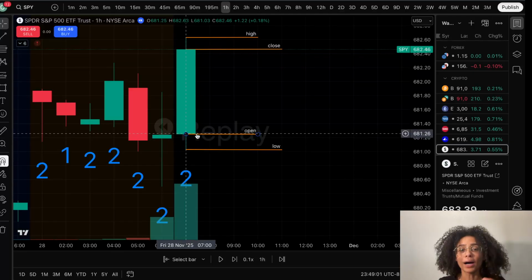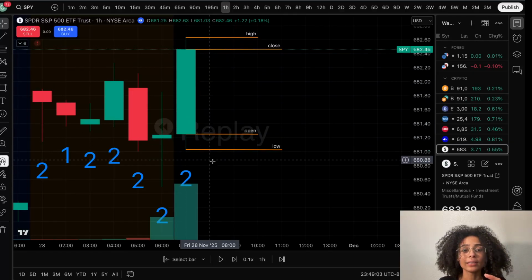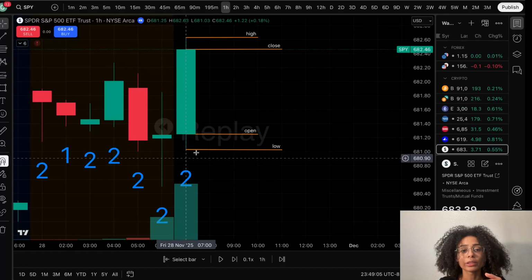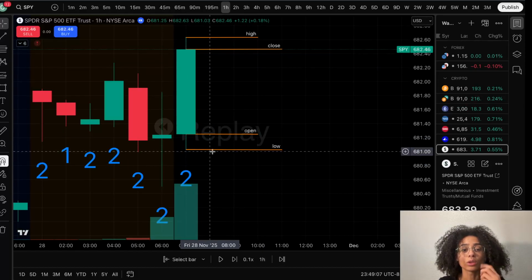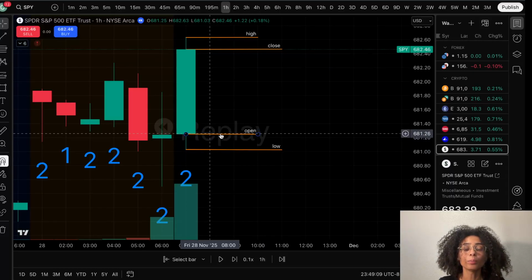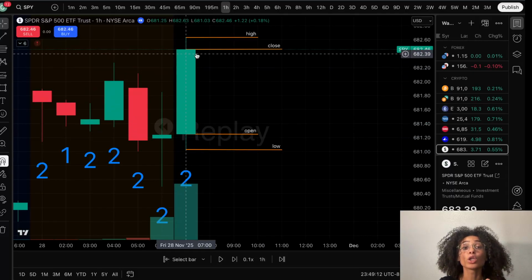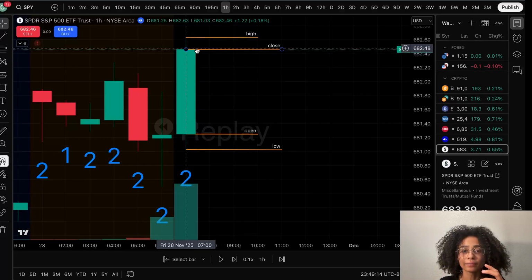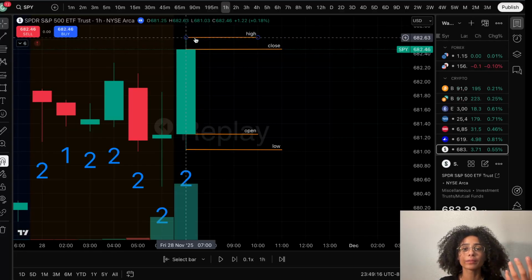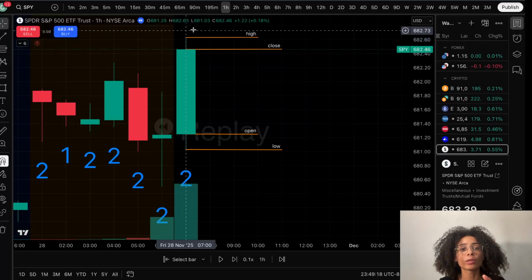The low of the body. This is the body, and then these are wicks. So our low was the low of the wick. Our open was the low of the body. Our close was the high of the body. And then our high was the high of the wick. It's fairly simple there.